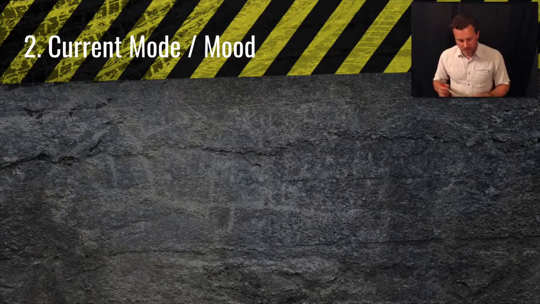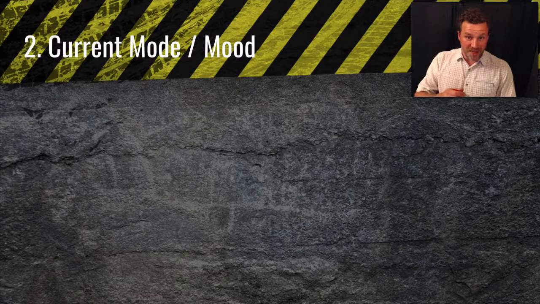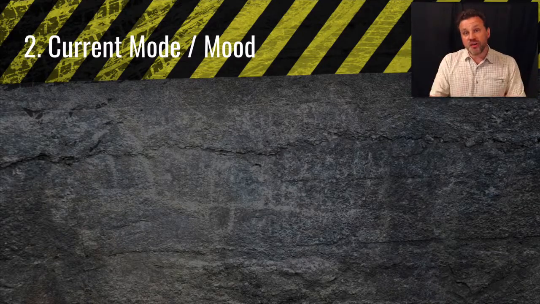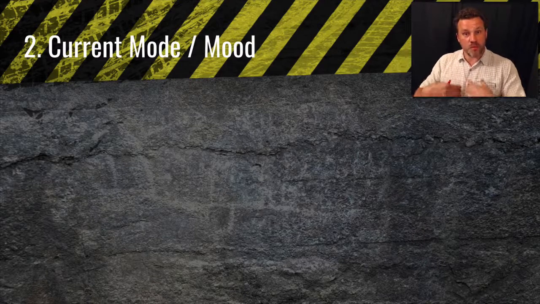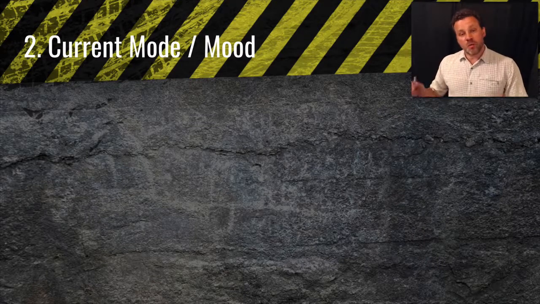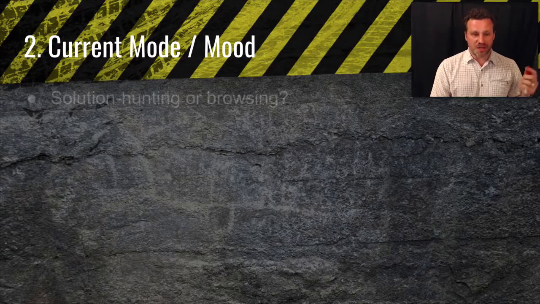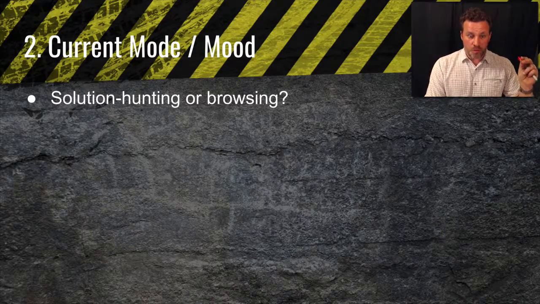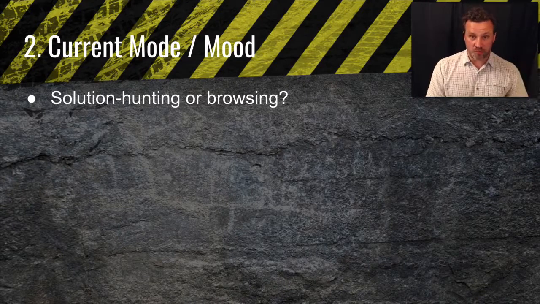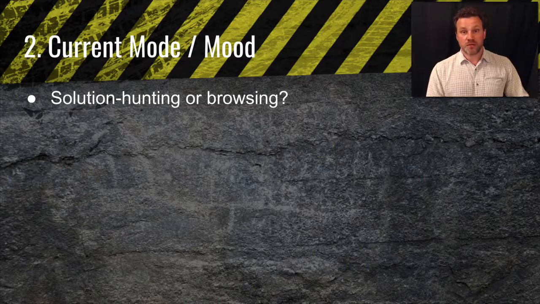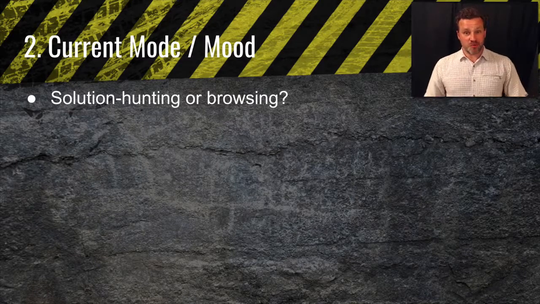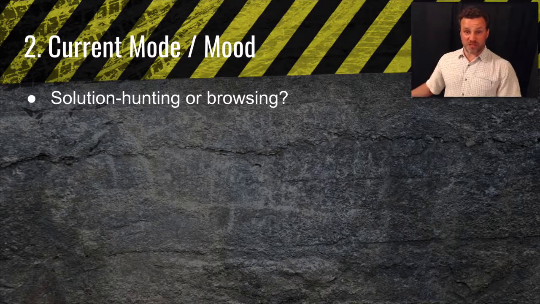So the second thing. We know what awareness step they're at, so we know what our job is, what we have to do first when we meet them on the path. So what mood or mode are they in right now? Are they specifically looking for a solution to a particular problem? If so, great, and what we need to do is offer them the solution to that particular problem. Or are they just browsing?